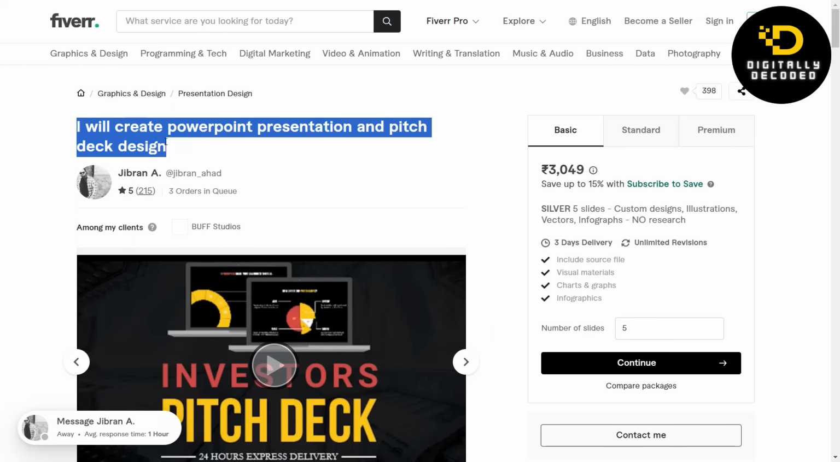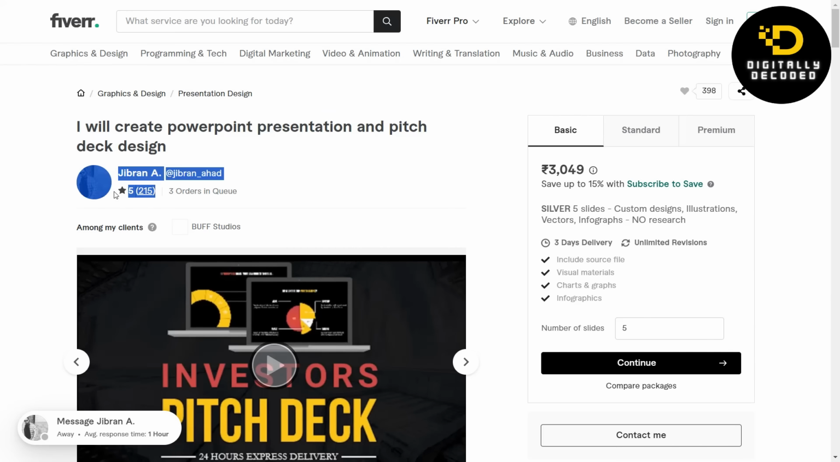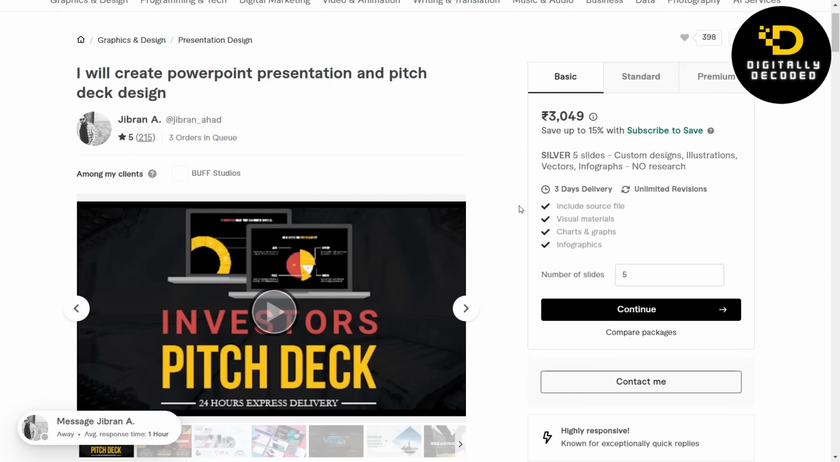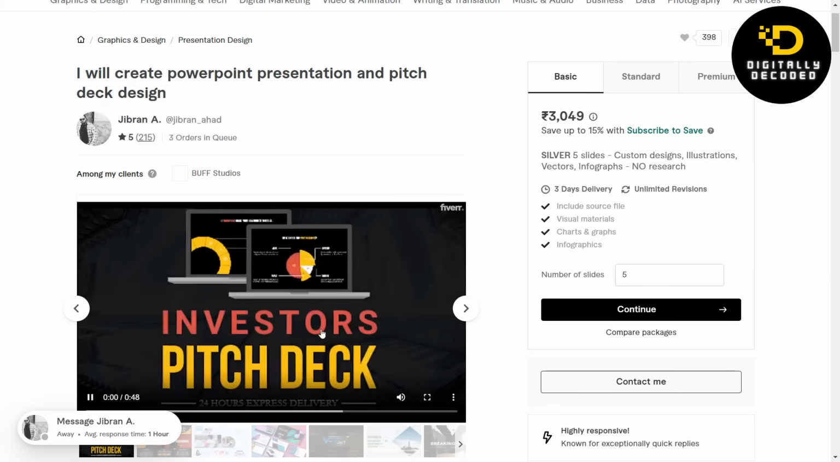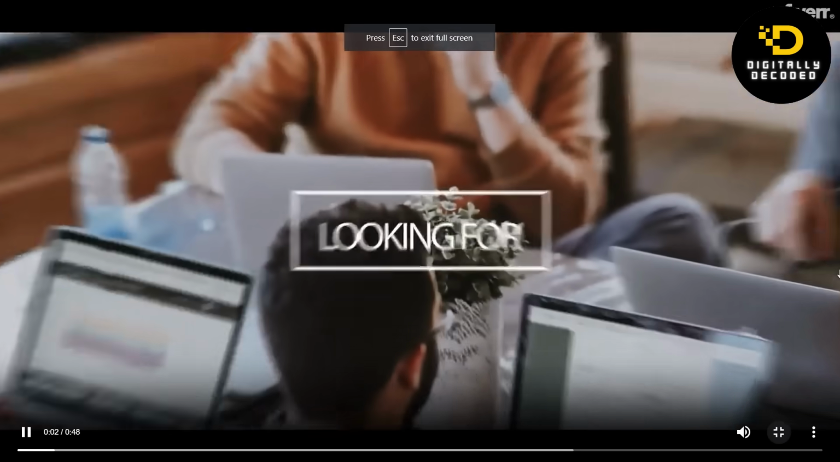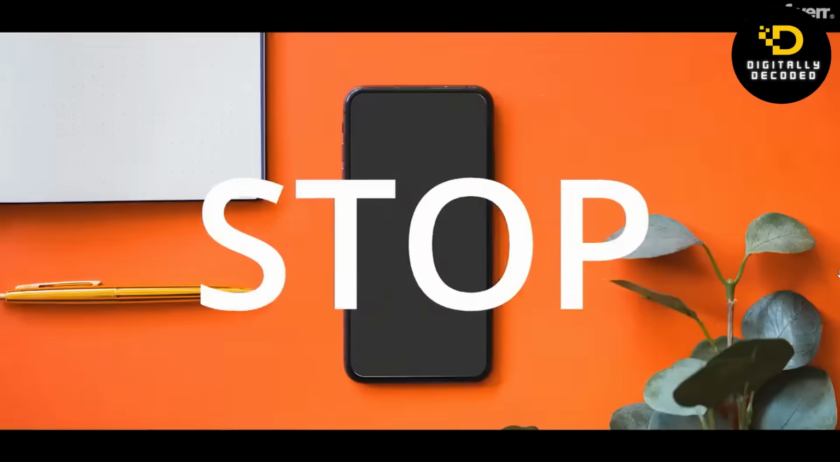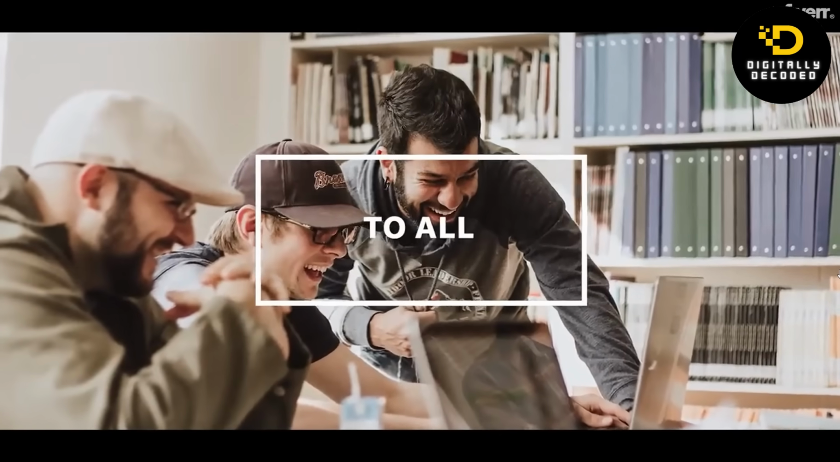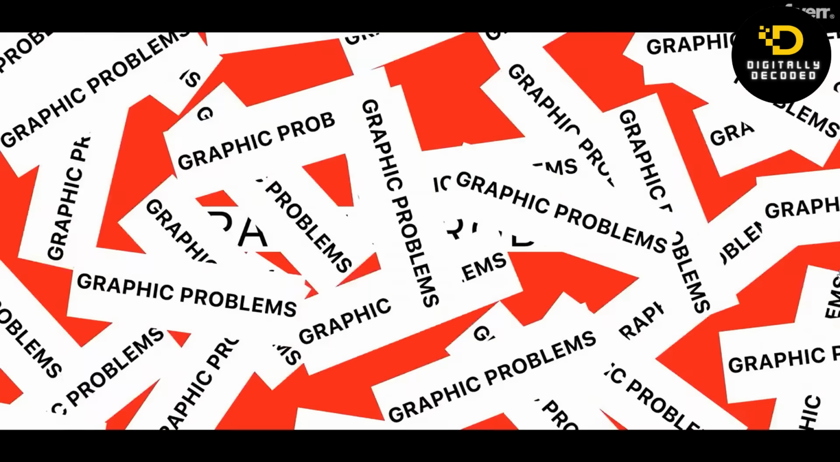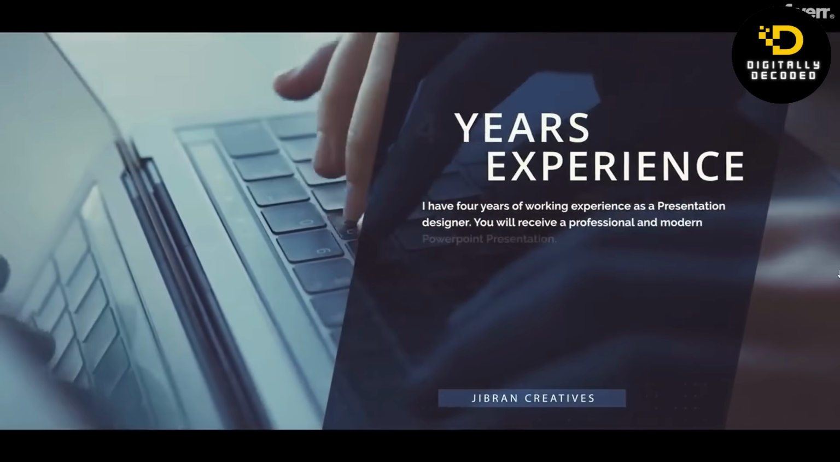Problem statement. Clearly articulate the problem or pain point your product or service addresses. Use data and examples to highlight the significance of the problem. Solution. Present your product or service as the solution to the identified problem. Highlight key features and benefits. Use visuals like images or infographics to make it more engaging.